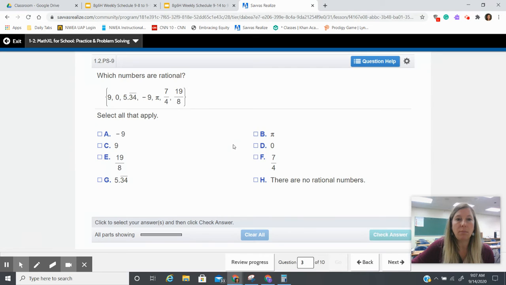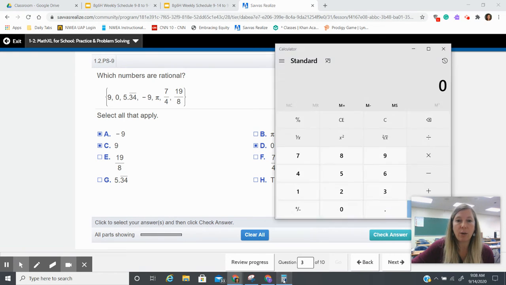Okay. Now, these ones are asking for you to find rational numbers, okay? So you're going to look at each one and you are going to decide if it's a rational number or not. Anything that's a whole number is rational. So we're going to click all the whole numbers, whether they're positive or negative, okay? So we've got the whole numbers. Now we have to decide about these fractions. So when you have this fraction, you want to see if it's repeating or if it goes on forever, you're going to use a calculator.